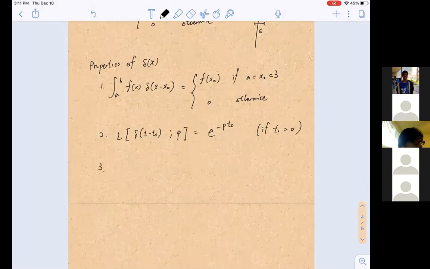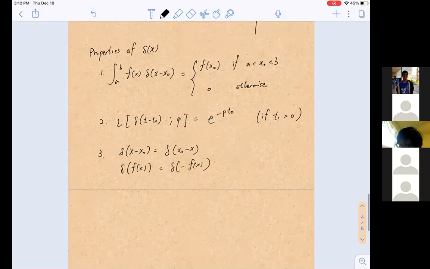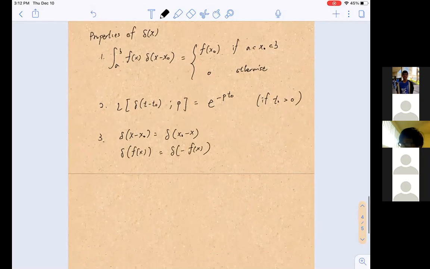3. Okay, so then delta x minus x0 is the same as delta x0 minus x. So if you flip the signs of the argument, it doesn't change anything. Like delta f of x is the same as delta negative f of x. Doesn't change anything.